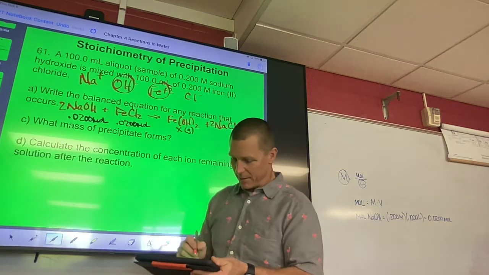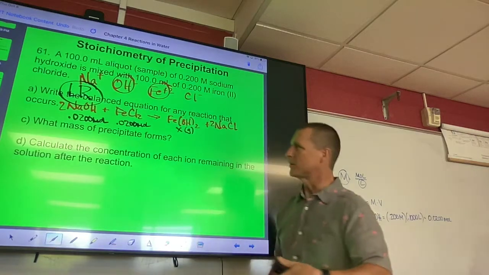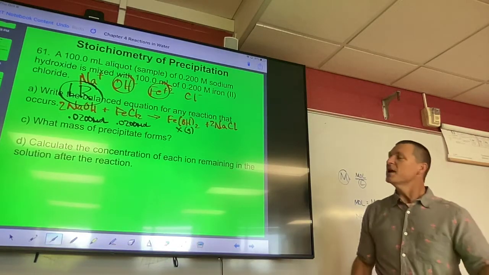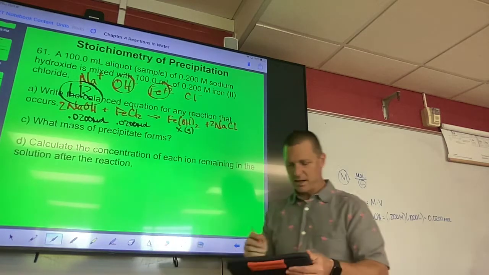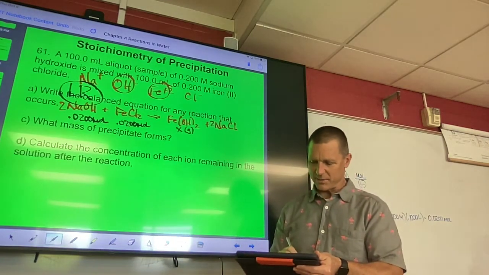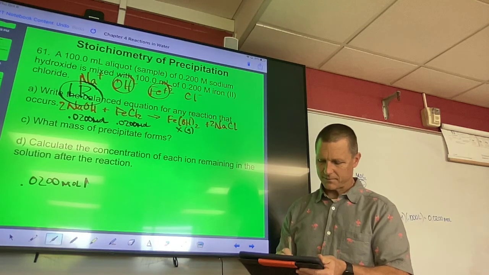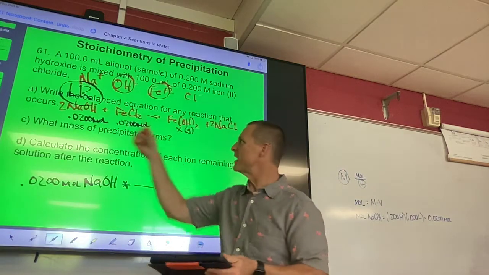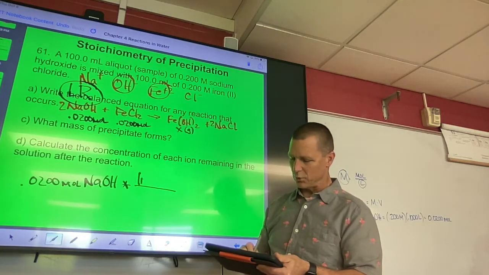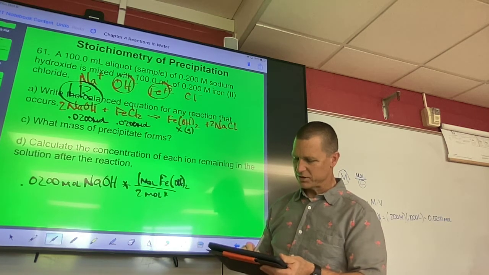So I'm going to make this very noticeable. My limiting reagent is the NaOH. So that's what I'm going to use to determine how much product is made. And let's see, I'll just do this on the bottom of the slide. 0.02 moles of NaOH. Go from moles of that to moles of that. It's a 1 to 2 ratio. 1 mole of Fe(OH)2 for every 2 moles of NaOH.